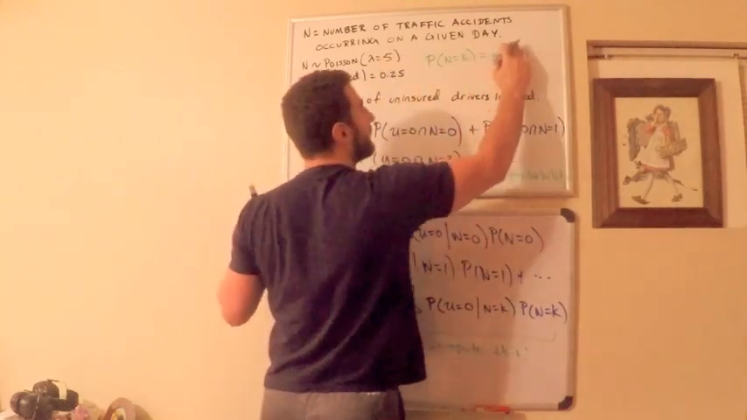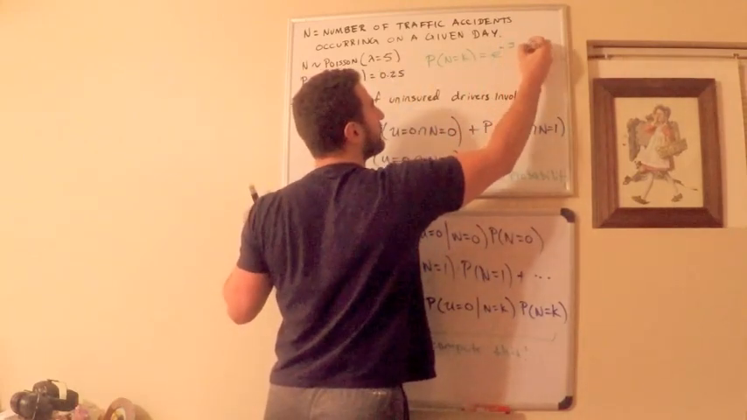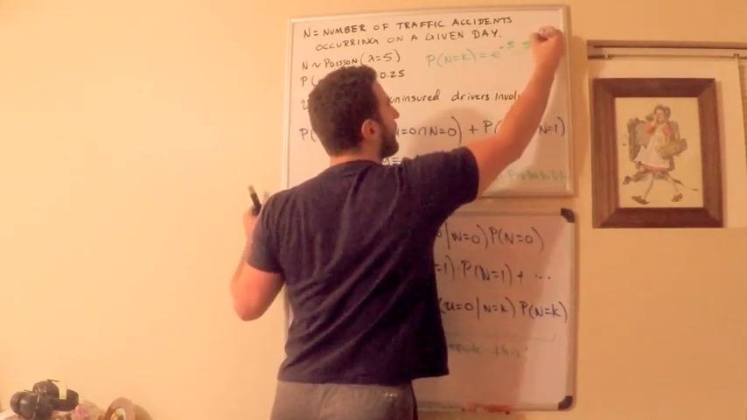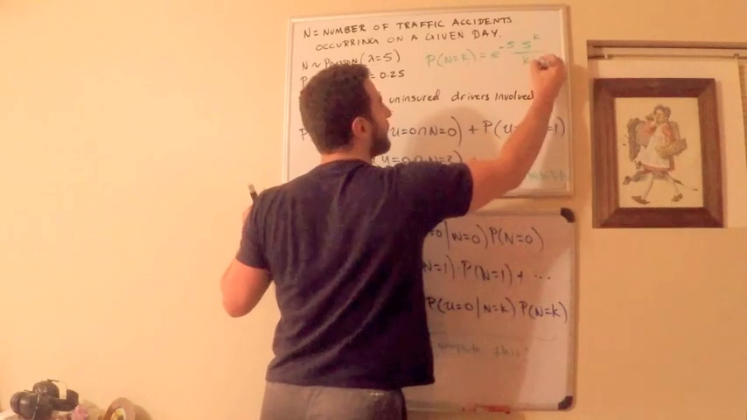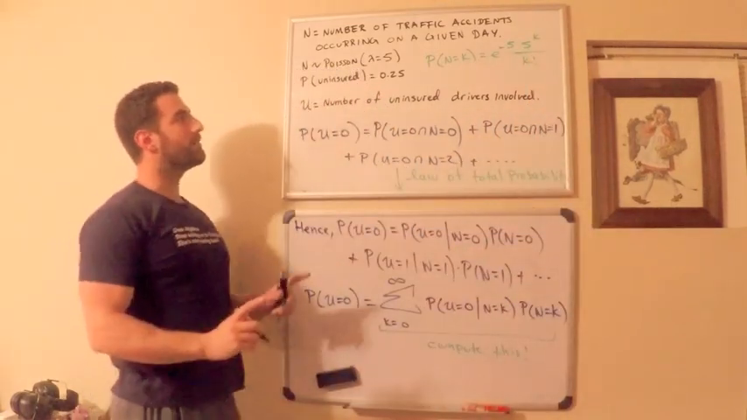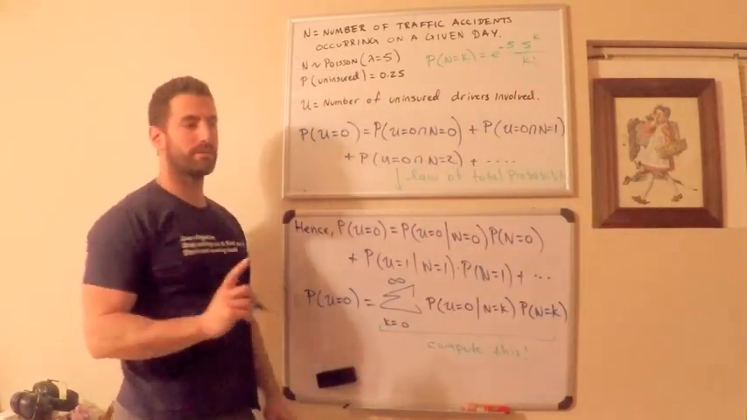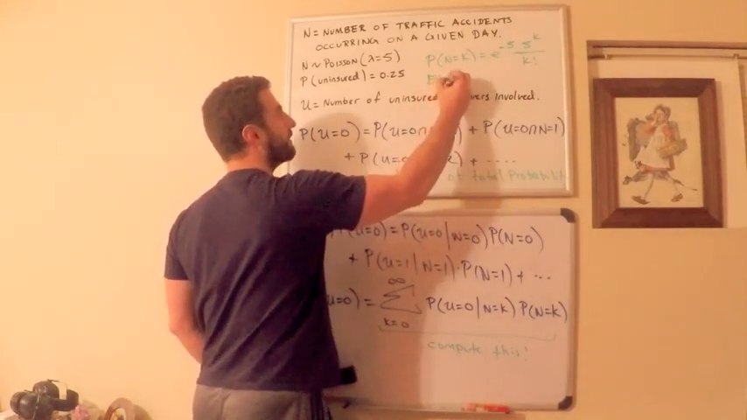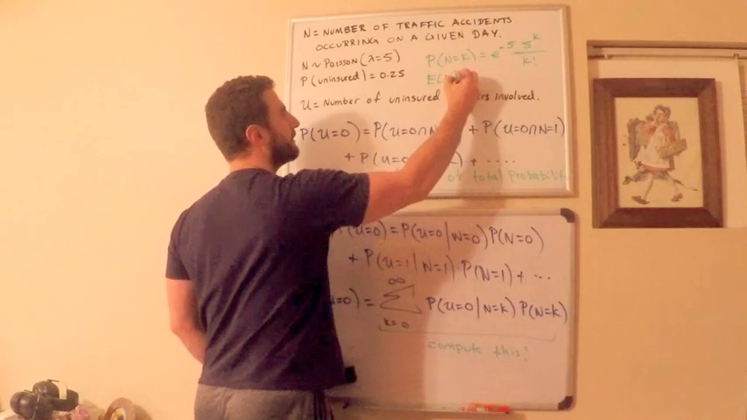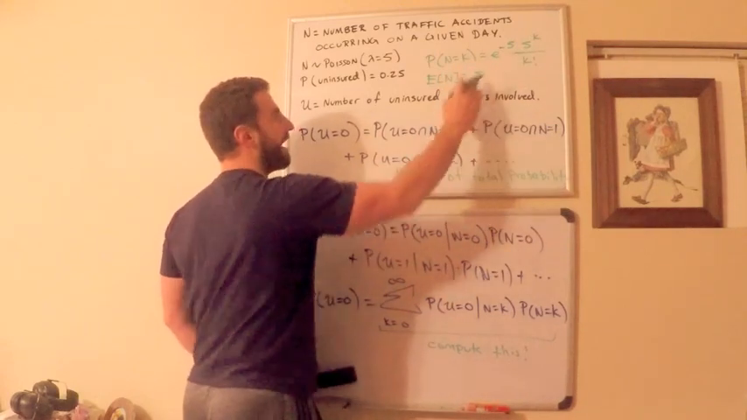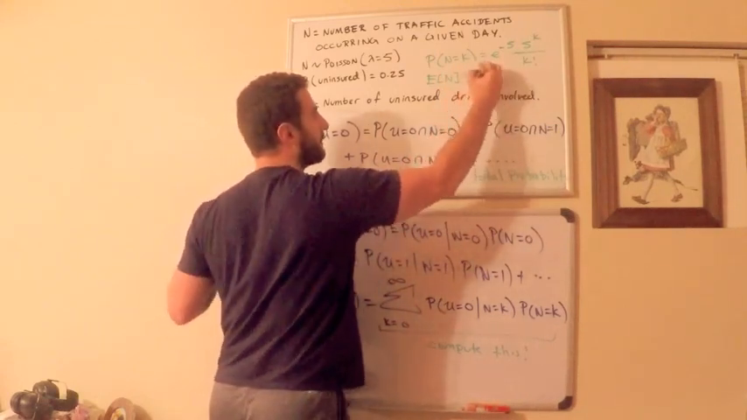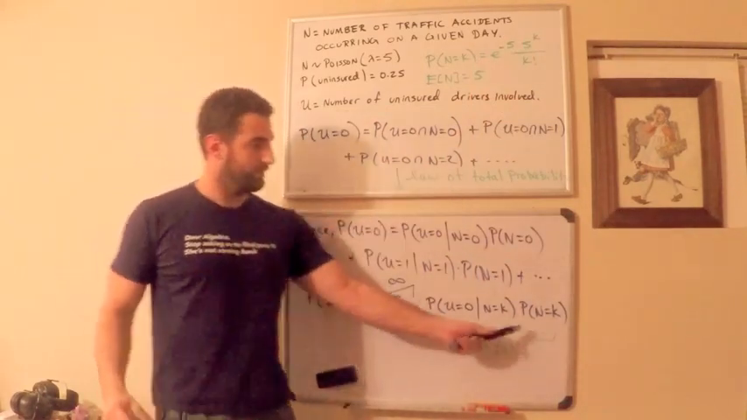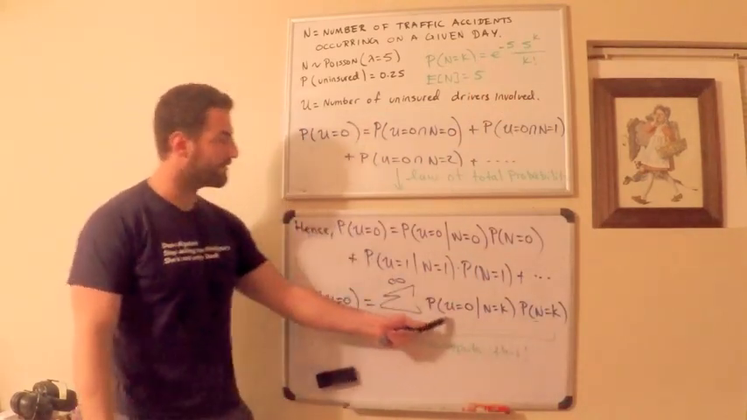Lambda is 5, so e to the negative 5, 5 to the k divided by k factorial. Something to keep in mind that I'll use for the easy way is the fact that the expected value of n is equal to 5. The average is 5. The mean is 5. So not a big deal. So that takes care of this piece. That's this piece right here. Now what is this piece right here?